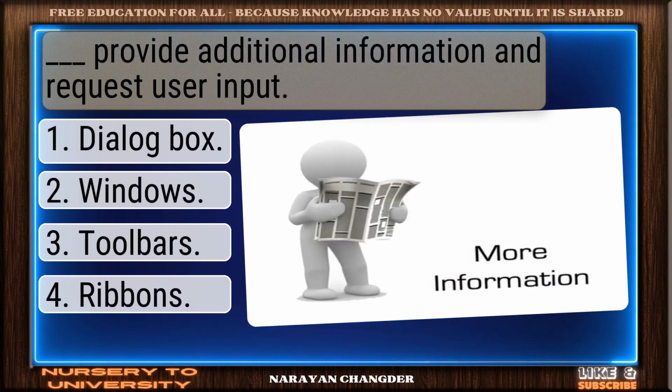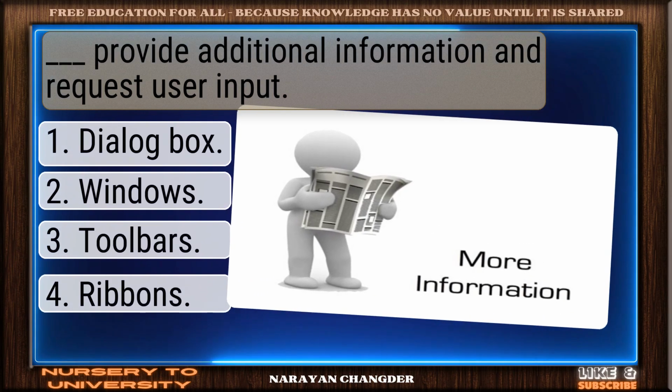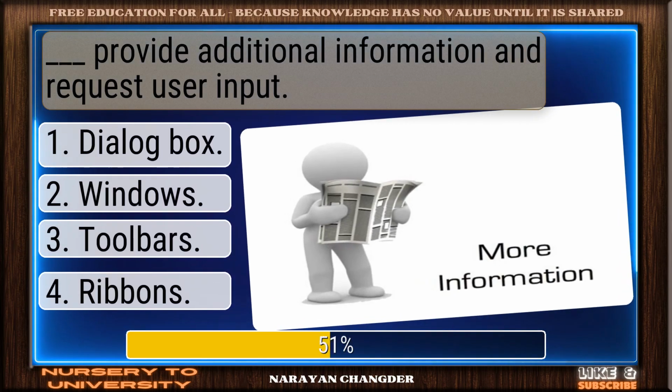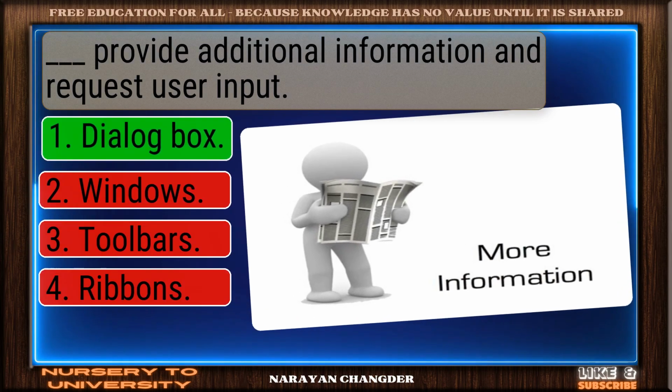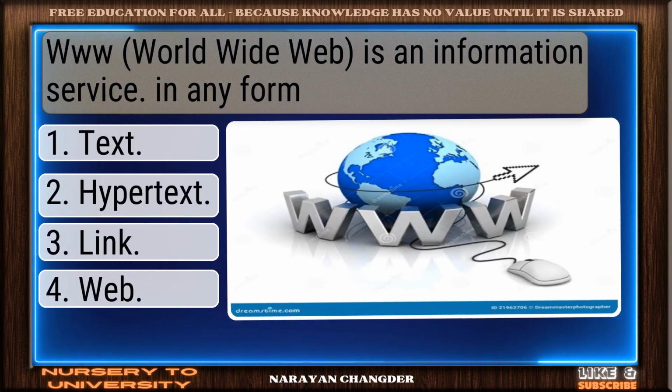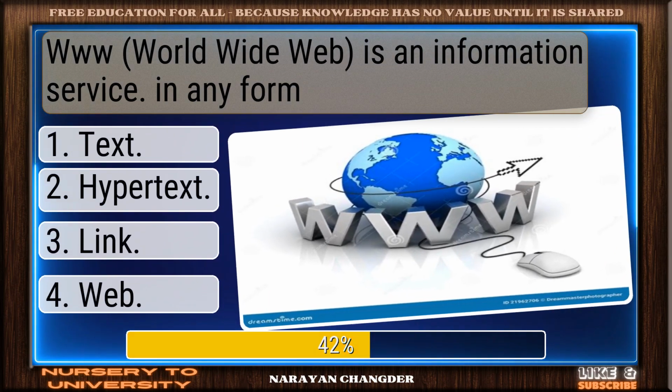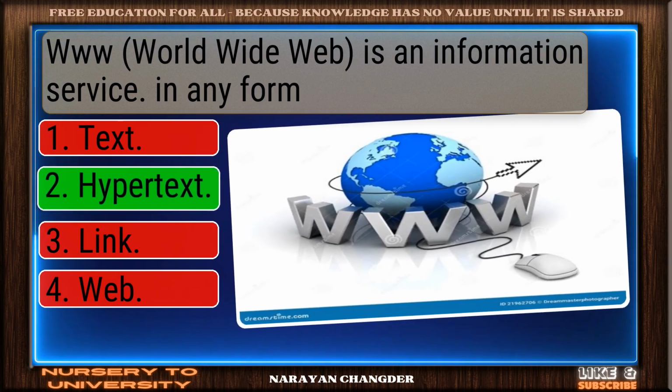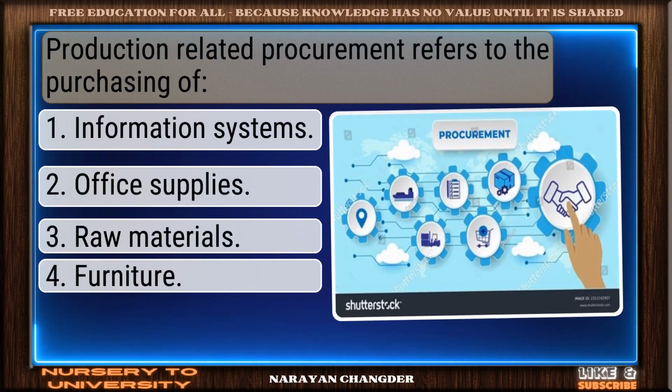Dash provide additional information and request user input. Nice work. Dialog box fits perfectly. WWW is an information service in any form. Right again. Hypertext is valid.